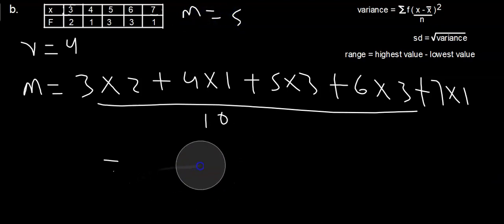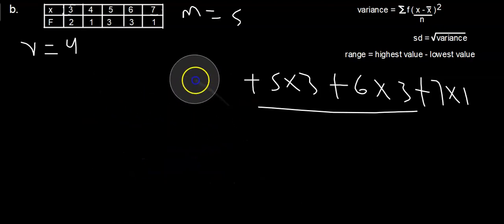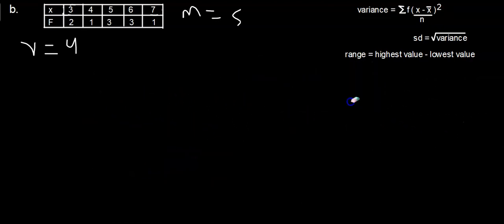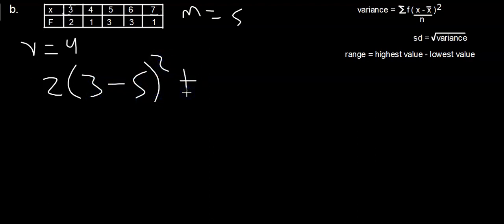Once I get my mean, it will be easy for me to get the variance. This is actually just a little bit different to get the variance too, because I have the frequency. The thing is, just take the frequency, which is 2, and then do the previous process, which is take the x value 3 minus the mean 5 and square it. And again, take the frequency, which is 1, and then take the x value 4, subtract 5 and square it.